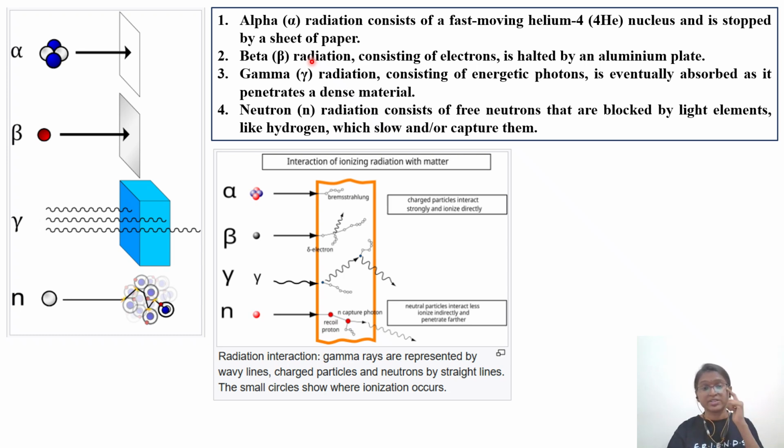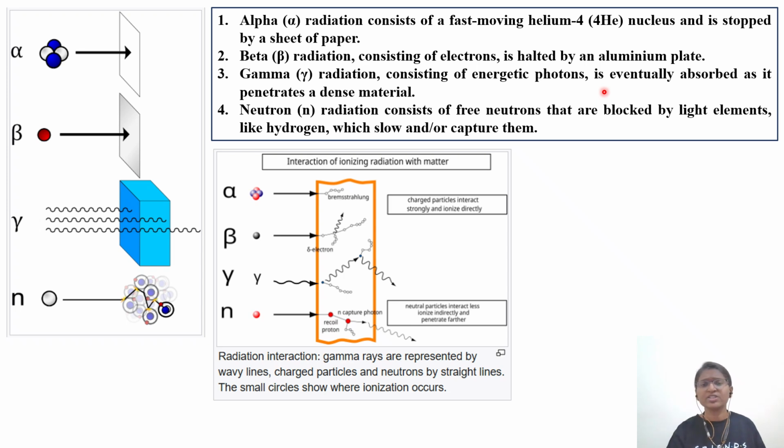The second one is beta radiation. Beta radiation consists of electrons and is halted by an aluminum plate. So when a beta particle comes in contact with the aluminum plate, it gets stopped. Coming to gamma radiation, consisting of energetic photons. When it comes to photons, you have to read about phototoxicity also, and what the specific ICH guideline is with respect to phototoxicity. The radiation which is coming from the sun is denoted by h nu, photons.